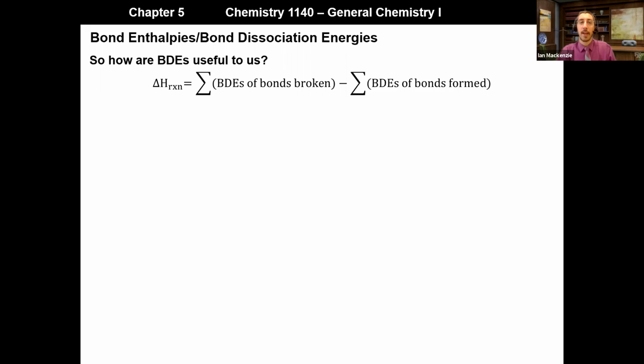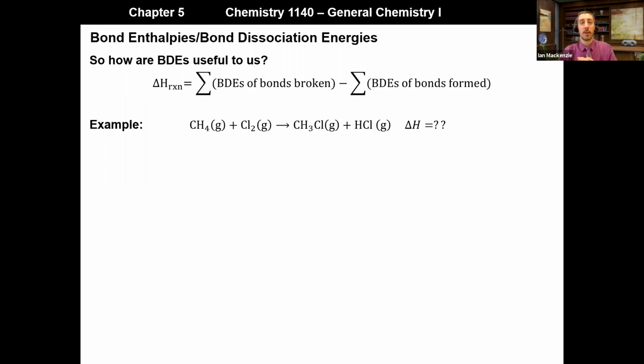Well, the enthalpy of reaction is written as the sum of the bond enthalpies of the bonds that are broken minus the bond enthalpies of the bonds that are formed. So this is always the sum of BDEs of bonds broken minus BDEs of bonds formed. This is the one case where we have reactants minus products, because the bonds are broken in the reactants and they are formed in the products. So what does this look like here?